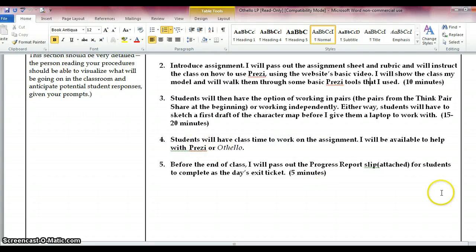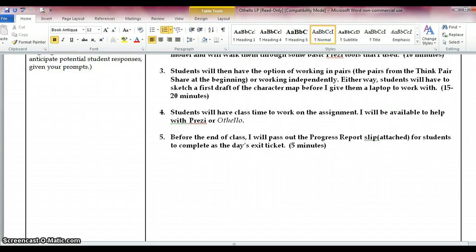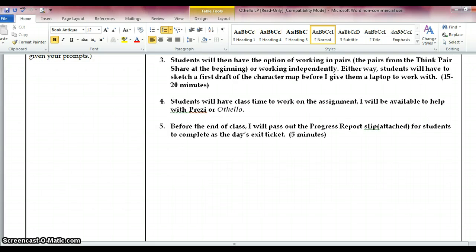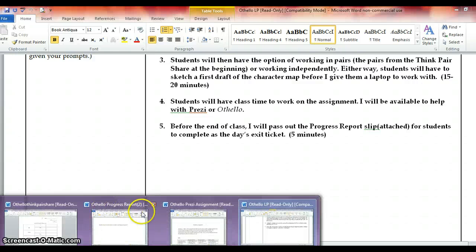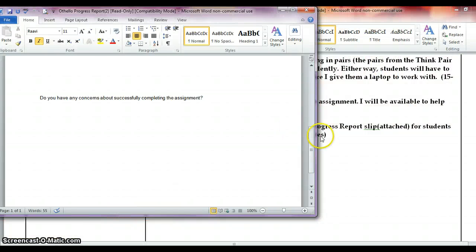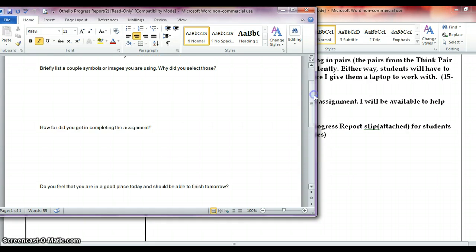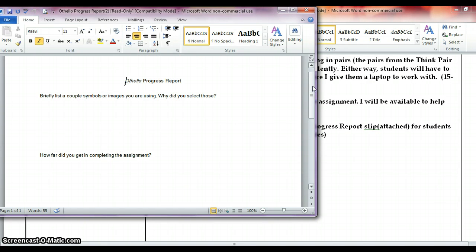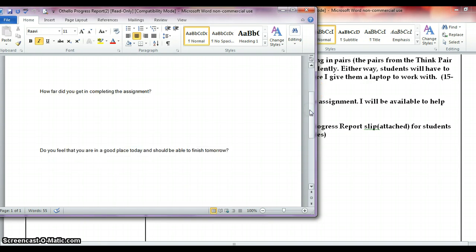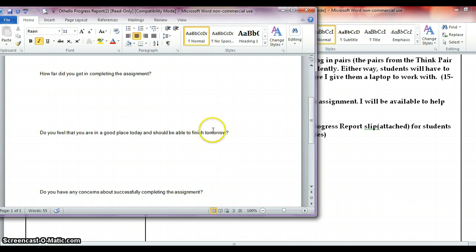And then with students doing the project, she allowed herself a few days for them to do it, so that progress report slip really comes into play. It's another thing about being straightforward with your kids, where you can actually say, how far did you get completing this assignment, do you feel like you're in a good place today, and will you be able to finish tomorrow?